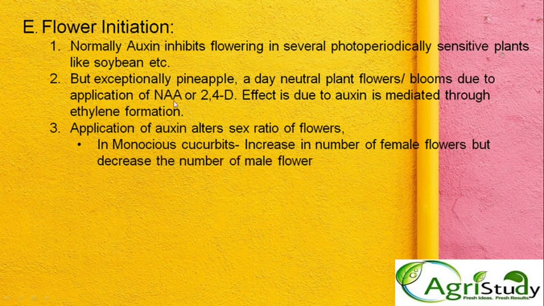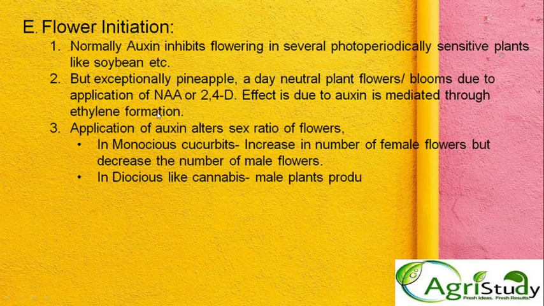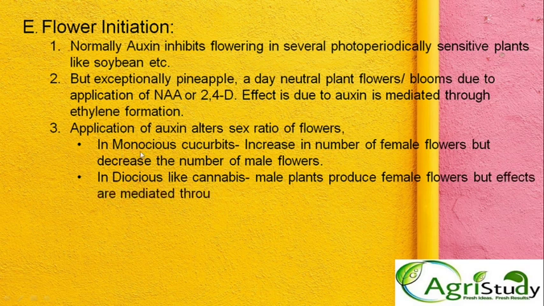That is maybe the main cause, but exceptionally this has occurred. Application of auxin alters sex ratio in flowers. In the monoecious cucurbits, there is an increase in the number of female flowers but a decrease in the number of male flowers on the application of auxin. But in dioecious plants like cannabis, male plants produce female flowers, but the effects are mediated through ethylene formation. Here also the effect is through ethylene formation.